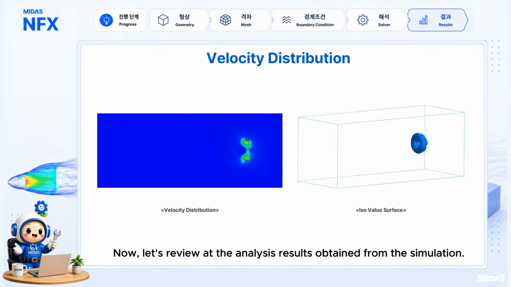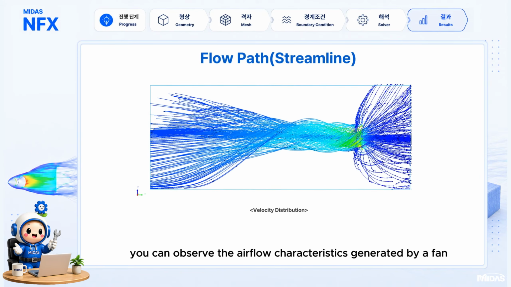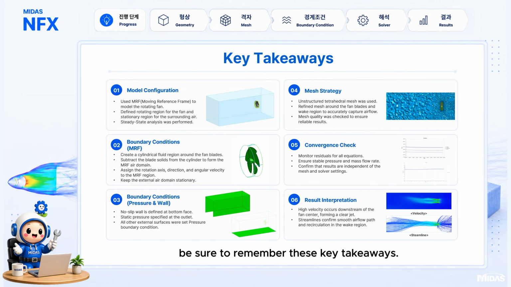Now, let's review the analysis results obtained from the simulation. Using the MRF method, you can conveniently simulate rotating flow without physically rotating the fan geometry. As shown in the results, you can observe the airflow characteristics generated by a fan rotating at 1,000 revolutions per minute. As you complete today's tutorial, be sure to remember these key takeaways.